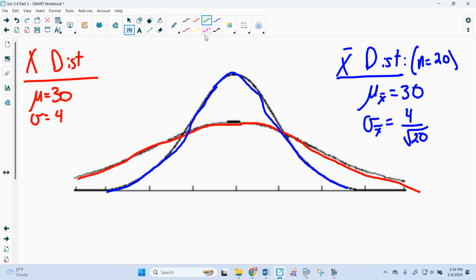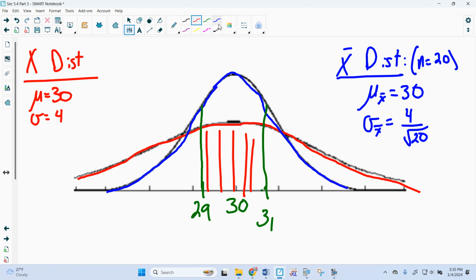So if we wanted to look at something and say, let's say this is 30, and we pick a number, let's say 29, and we want to say, what's the probability between 29 and 31? Which one has a bigger area? Well, the red is here, the blue would be here. So obviously the blue is bigger in this case.